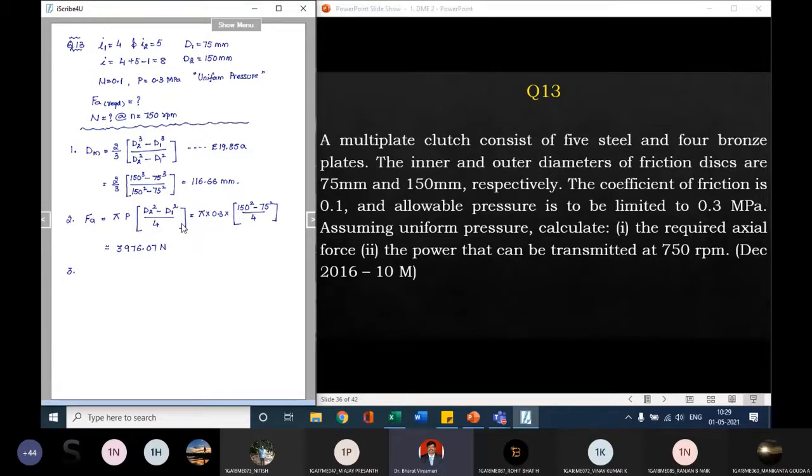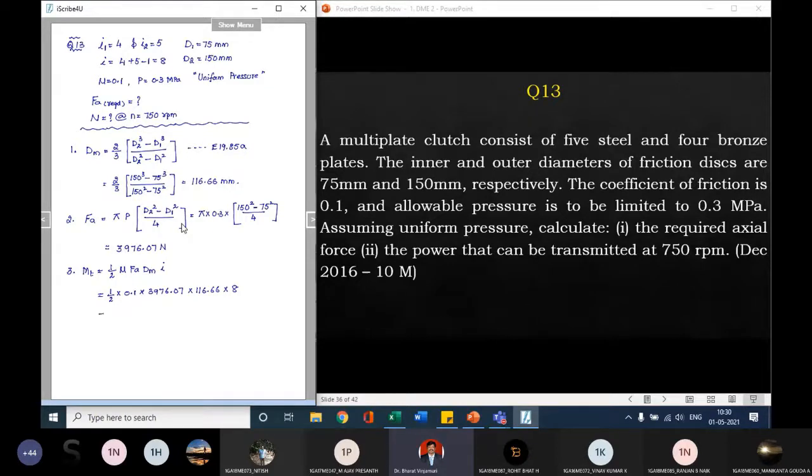Now, once you are done with this, next we have the equation for torque. This will be the same irrespective of both the theories. Half mu FA DM I. So once again, we start, half mu is 0.1. FA is 3976.07 into DM, how much did you get? 116.66. I is how much? We have got 8. I is 8.